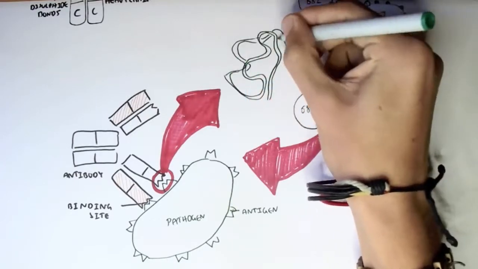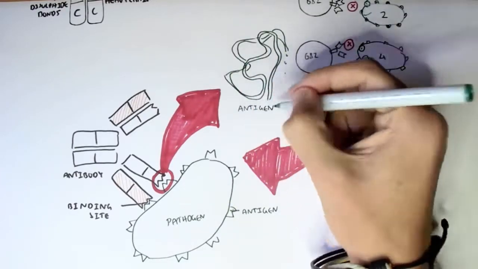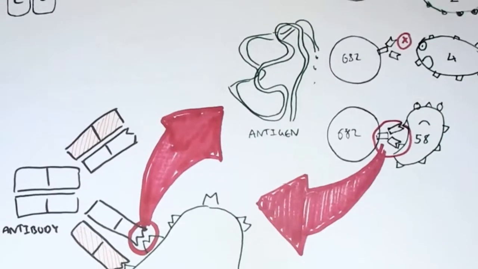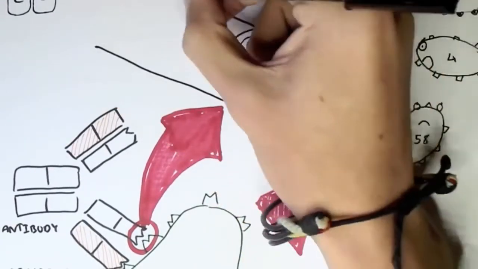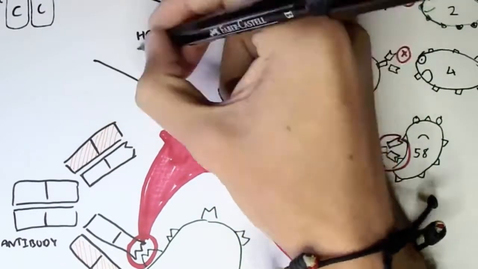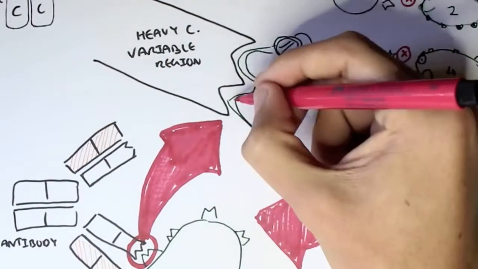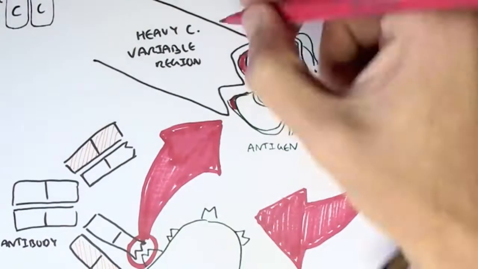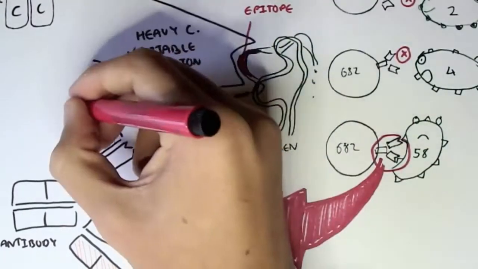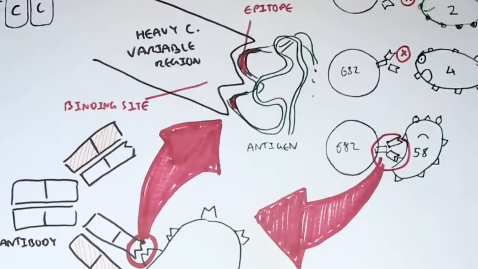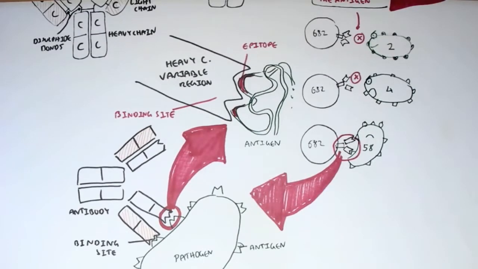Here we have the protein structure of the antigen of the pathogen, and here we have the heavy chain variable region of the antibody. And the site at which the antigen binds or makes contact with the heavy chain binding site is known as the epitope. So the epitope binds or makes contact with the binding site of the variable region, essentially.